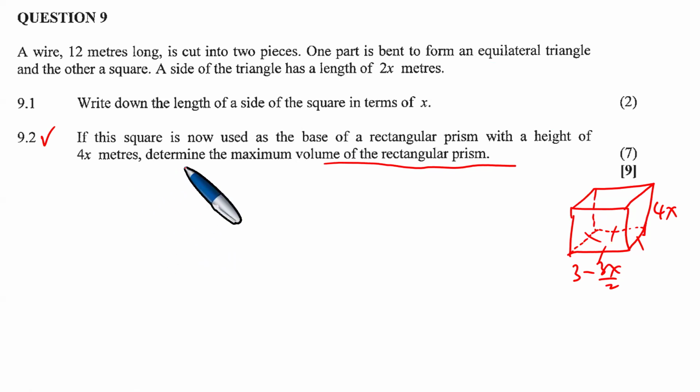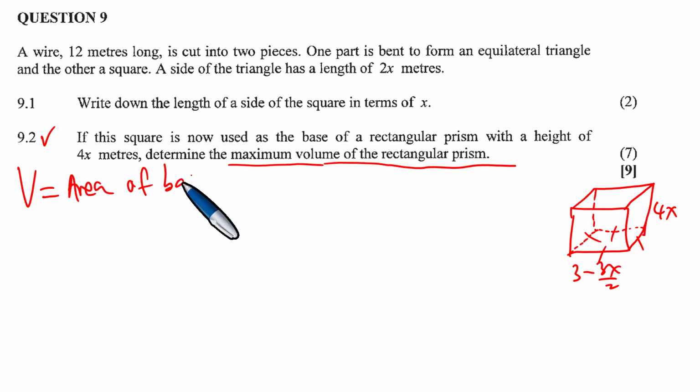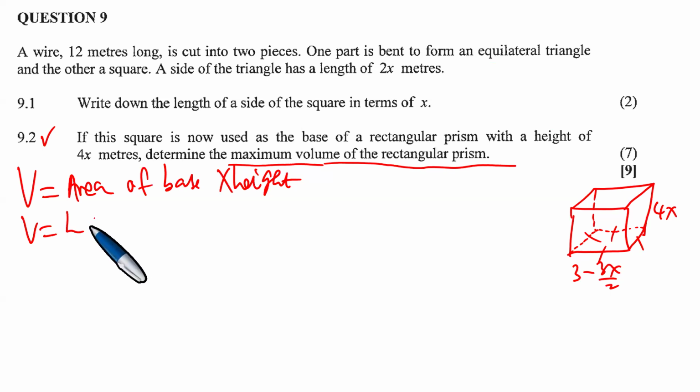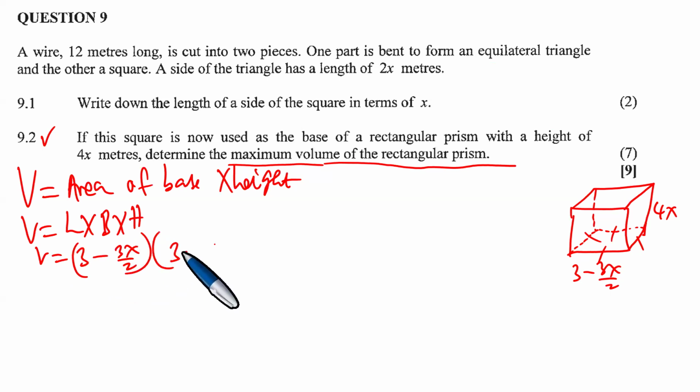So now let us determine the maximum volume. Let's find the volume. What is the volume of anything in mathematics? It is always area of base times height, which is length times breadth times height. So it is (3 minus 3x) over 2, squared, and then the height, remember, is 4x meters, so you put 4x there.